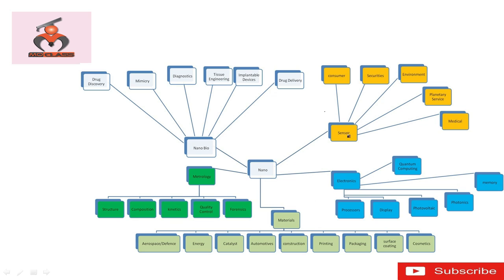Sensors are used in security, and also to check environmental conditions and different parameters in your environment or in planetary services, like radars or satellites. Sensors are also used in consumer goods. In your mobile, sensors are also there. You use a fingerprint sensor, and you also use proximity sensors.